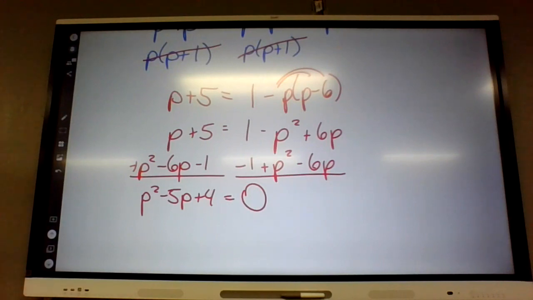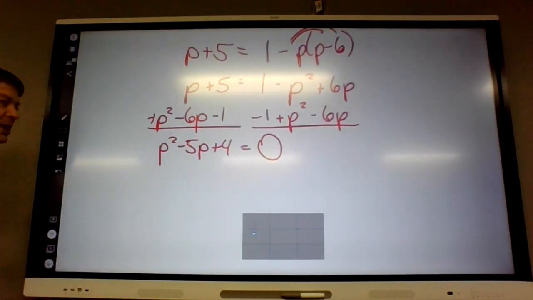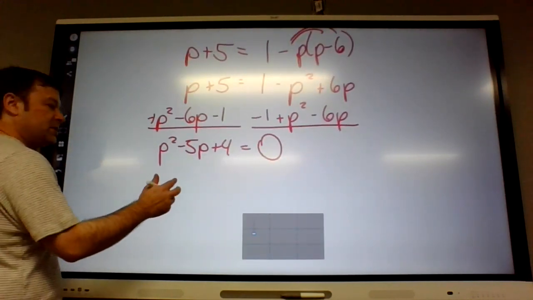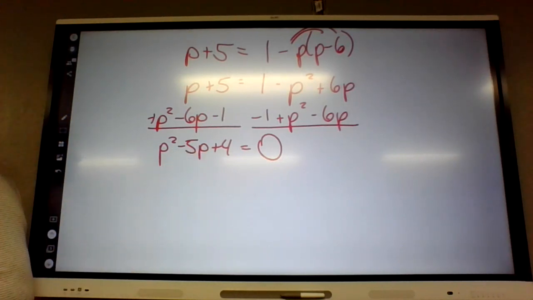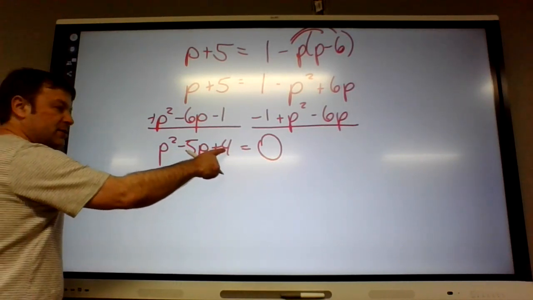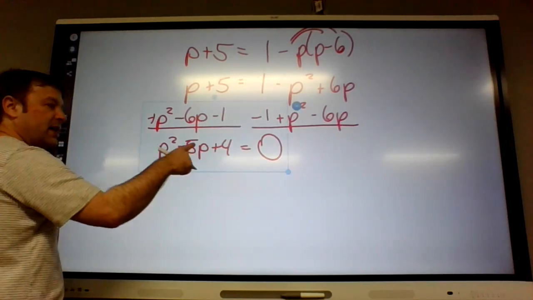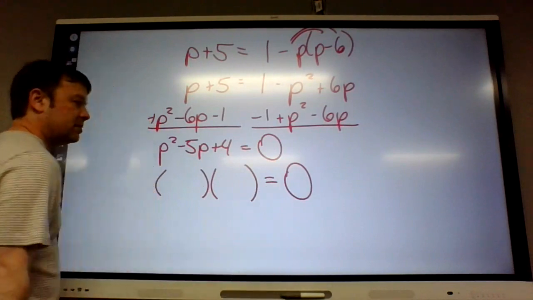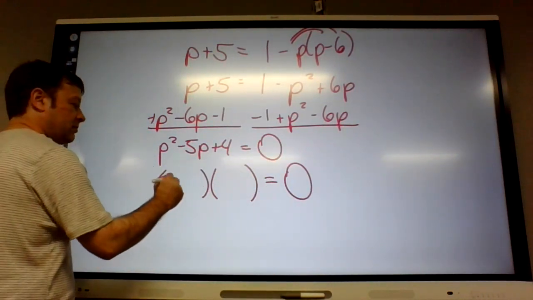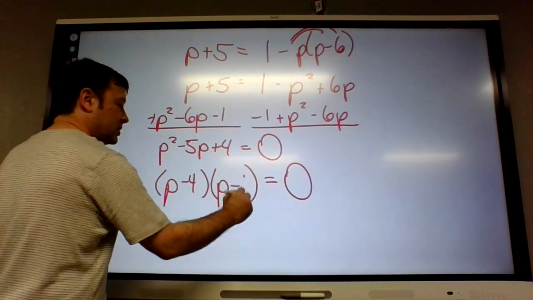Yes, because the factoring trick only works if it says equals 0. Can we do quadratic formula? You can do quadratic formula, but it's usually just quicker and easier to factor. So sometimes you have to use quadratic formula, but they're not going to be that mean to us today. So what multiplies into 4 that adds up to negative 5? Negative 4 and 1. Good job. Negative 4 and negative 1.